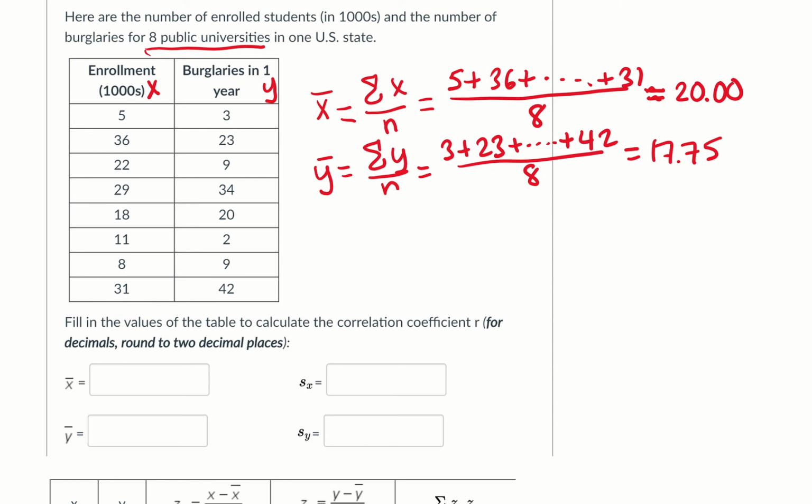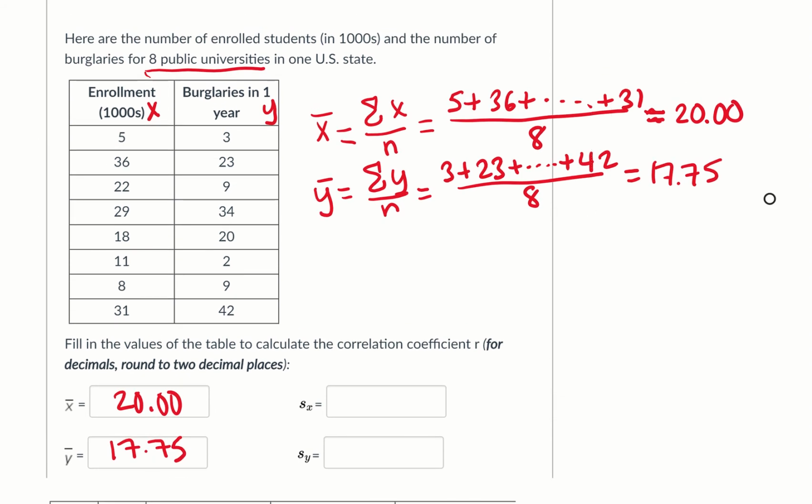Okay, so I went ahead and calculated the X bar and the Y bar on the calculator just to save some time. And notice that for X bar, I got 20, which means that if you want to round this to 2 decimal places, it's technically 20.00. So the X bar here is 20.00. My Y bar is 17.75. That's if you want to round it to 2 decimals. So now we get our SX and our SY. So how do we get those?